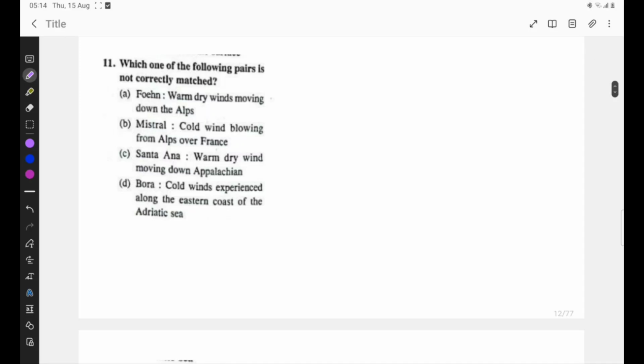Which one of the following pairs is not correctly matched? Foehn, warm dry winds moving down the Alps. This is correct. Mistral, cold winds blowing from the Alps or France. This is also correct. Santa Ana, warm dry winds moving down the Appalachian. This is not correct. So C is the answer. And Bora are cold winds experienced along the eastern coast of Adriatic Sea. This is also correct.